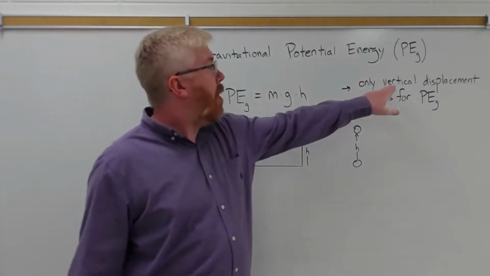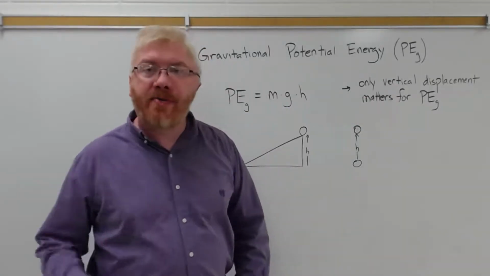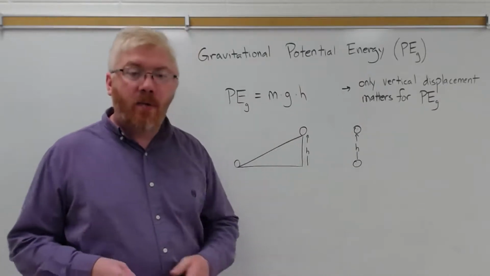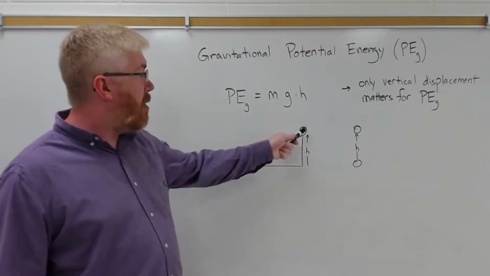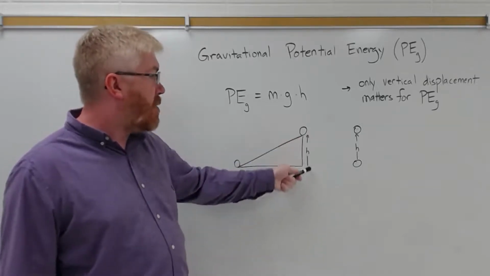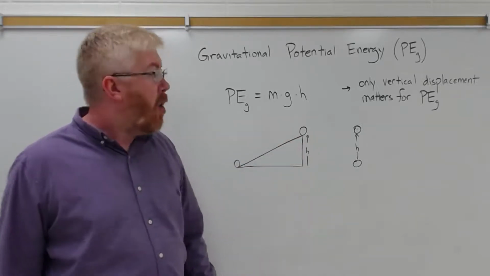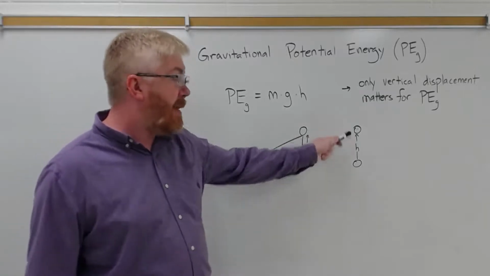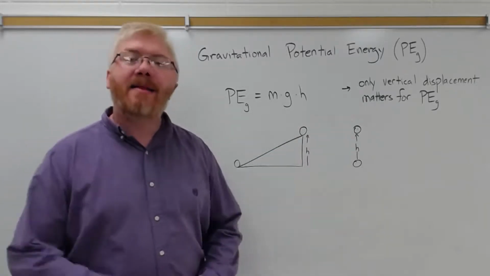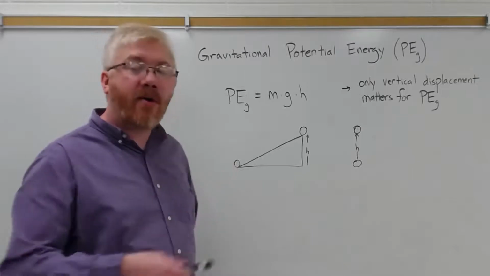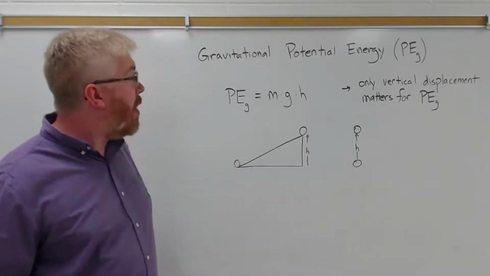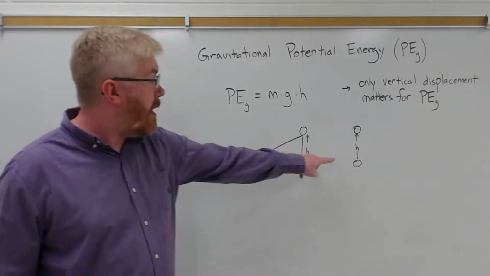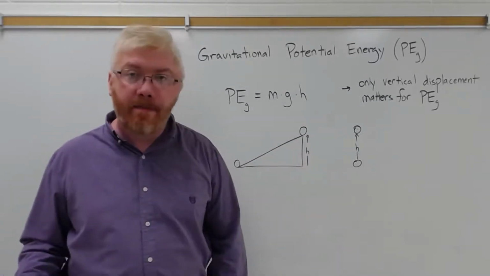Now, only vertical displacement matters for gravitational potential energy, which means that if you, for example, have an incline and you roll a barrel up an incline that has a total height of h, or if you just lift the barrel directly a height of h, the same amount of gravitational potential energy is stored. So the work done in both cases is the same.